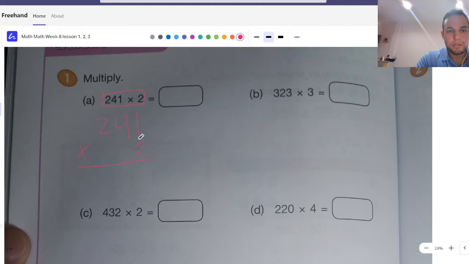And let's do it. 2 times 1 is 2. 2 times 4 is 8. 2 times 2 is 4. Our answer is 482.